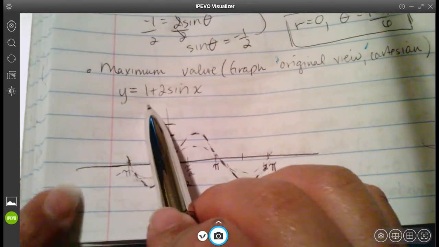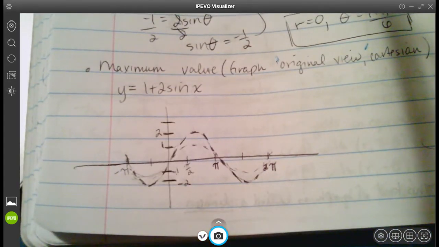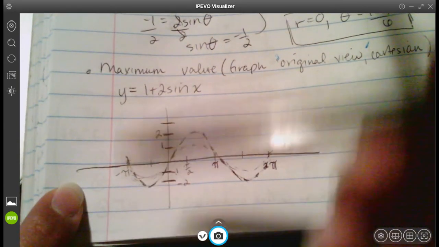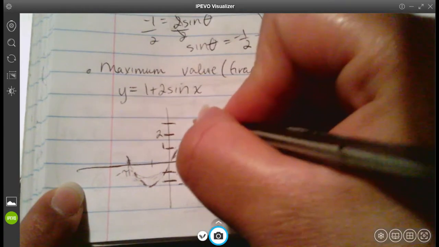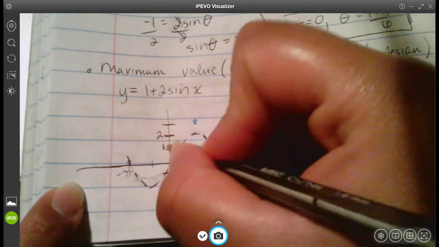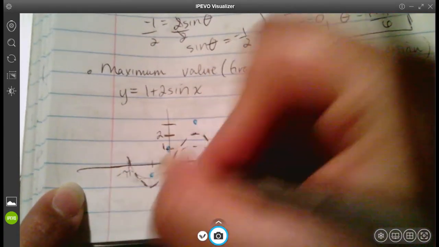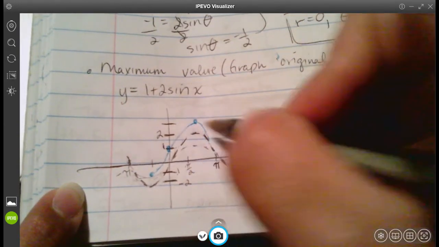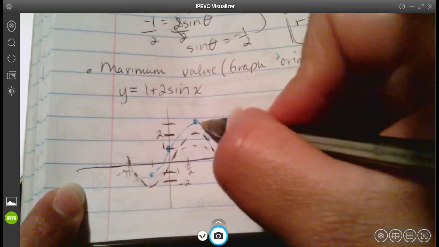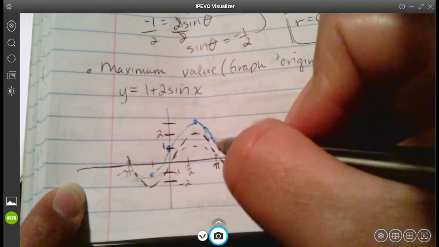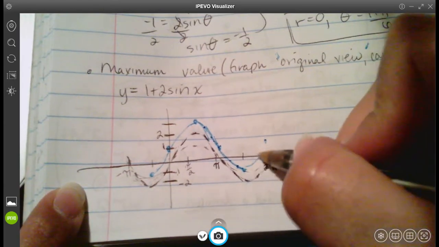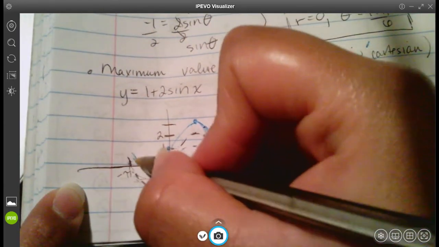Then we have the 1 plus. I didn't do that part because I wanted to show that part to you. The 1 in the front means we're going to shift the entire graph up by 1 unit. So this one goes up by 1, this one goes up by 1, this goes up by 1, and we have something like that. Oh, wait, a little bit off here. Yeah, you get the idea.